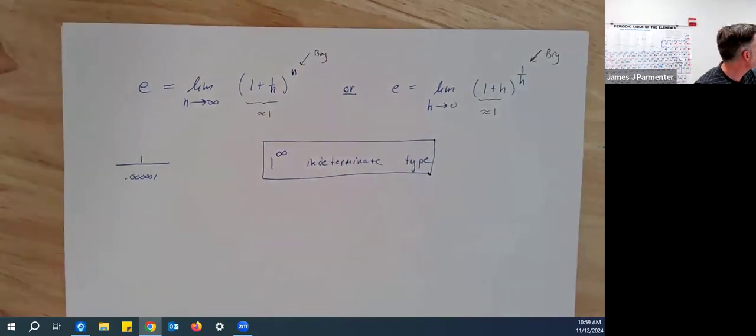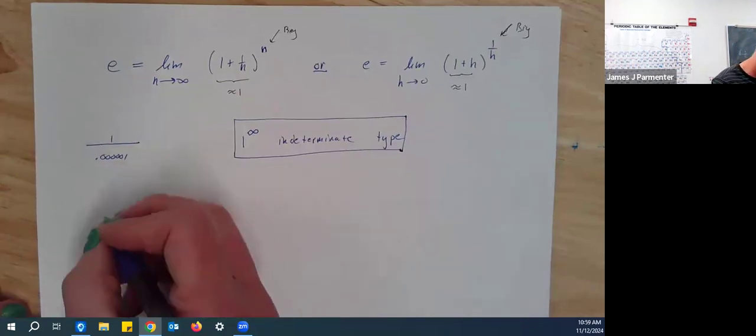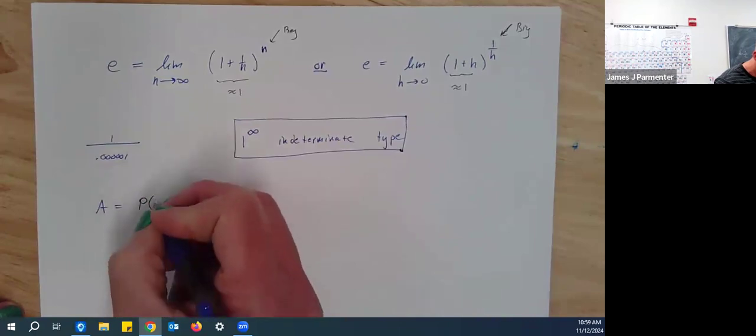So here's the usual thought experiment people do when they talk about this: compound interest. I don't remember if I did this in this class or the other class, but we'll do it anyway, because I didn't really do it that well in the other class. So you've got your compound interest formula.